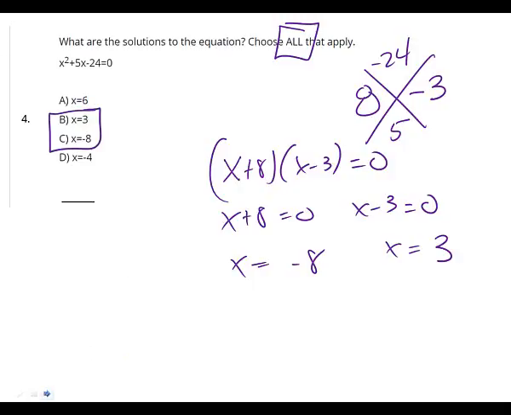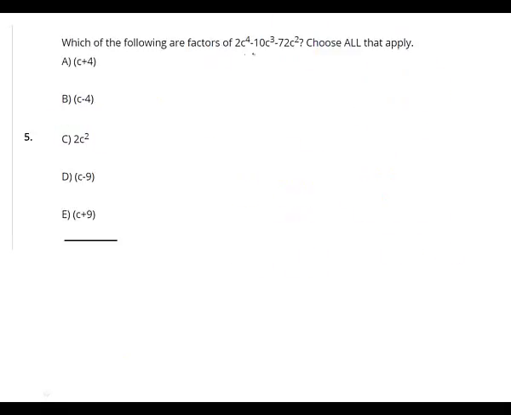All right, we good with 4? Yeah. All right. Which of the following are factors? Again, we're choosing all that apply, so they might be there, they might not. Do we have a greatest common factor? Yes. 2c squared. So we know that that's one of our choices, right? Okay, so what's left behind?